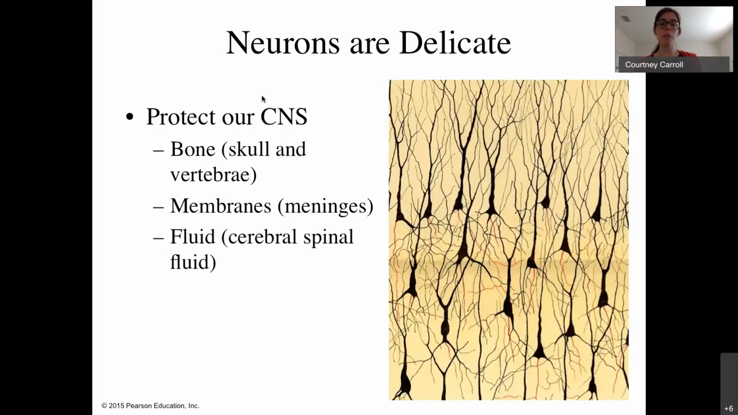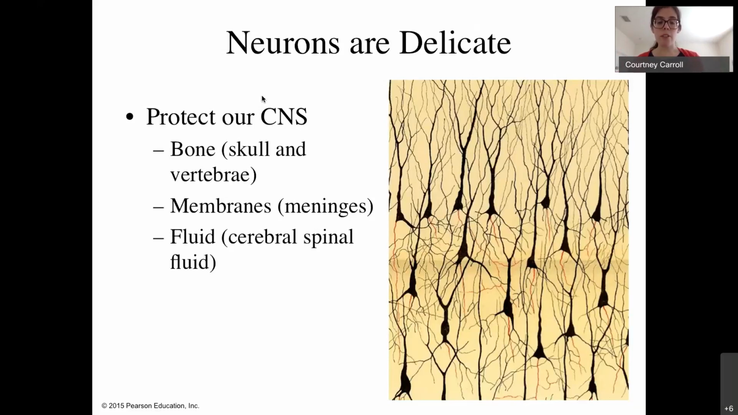We use bone to protect our central nervous system in the form of our skull around our brain and the vertebrae around our spinal cord. We also cover them in layers of membranes called meninges, which I'll talk about. And finally, they're bathed in a fluid. This is called the cerebral spinal fluid, and the fluid also provides some cushioning.